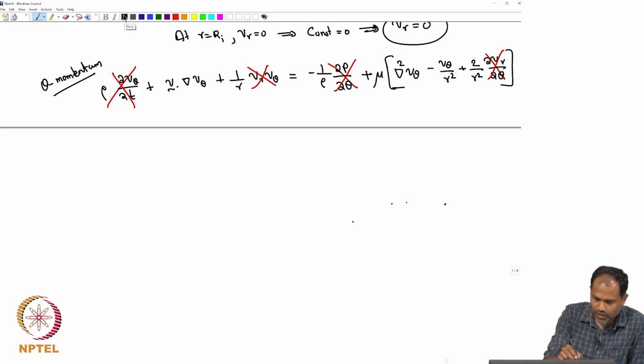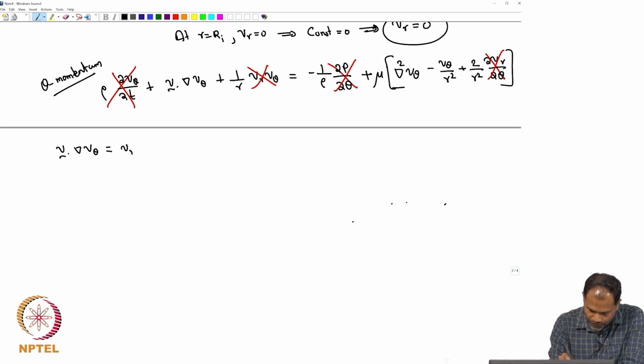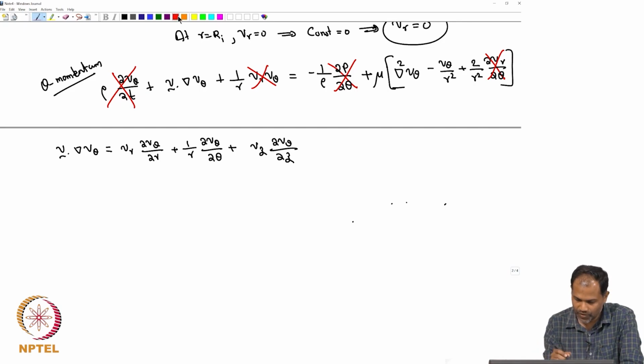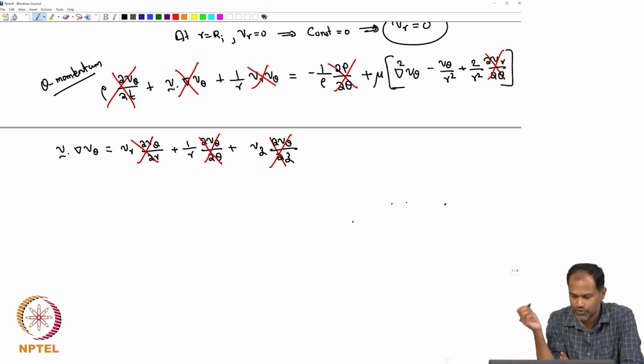Again I look at standard textbooks to see what v dot grad v theta is. It is Vr times dou v theta by dou r, plus 1 over r del v theta by del theta, plus Vz del v theta by del z. Now, Vr is 0, by definition del by del theta of any quantity is 0, and we have Vz equal to 0. In other words, v dot grad v theta is also 0 for our system.